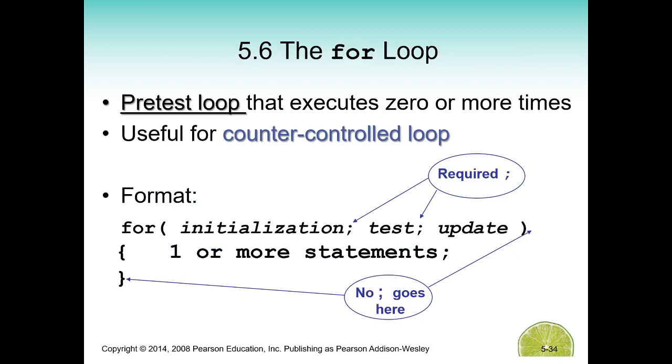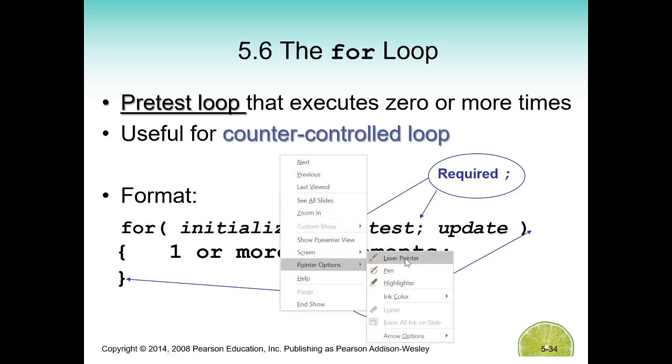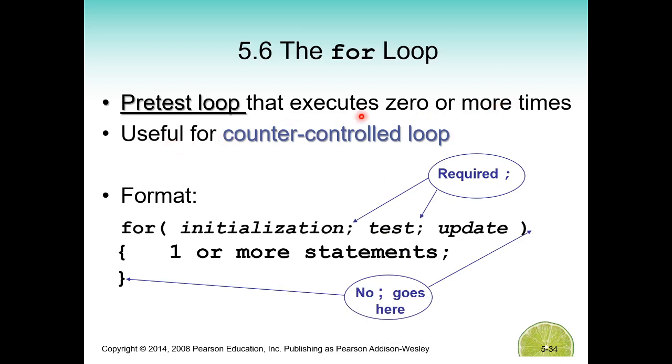The for loop is actually a pretest loop. As you can remember, we have the while loop. It is a pretest loop, meaning that it is testing or evaluating a certain condition and then executing a certain piece of code. So it is a pretest loop that executes zero or more times, and it's useful for counter control loops, meaning that the loop has a definite number of iterations to go through.